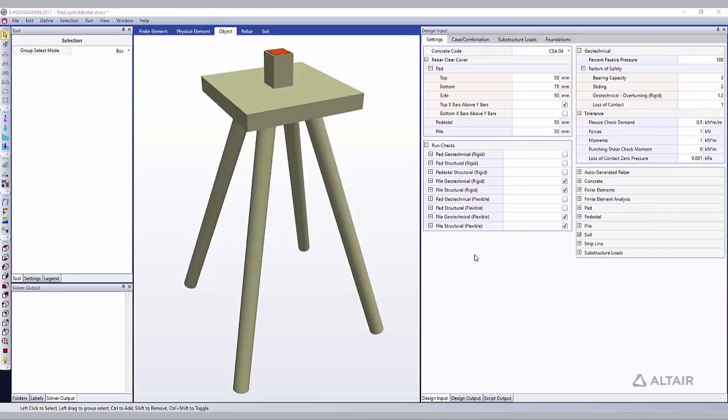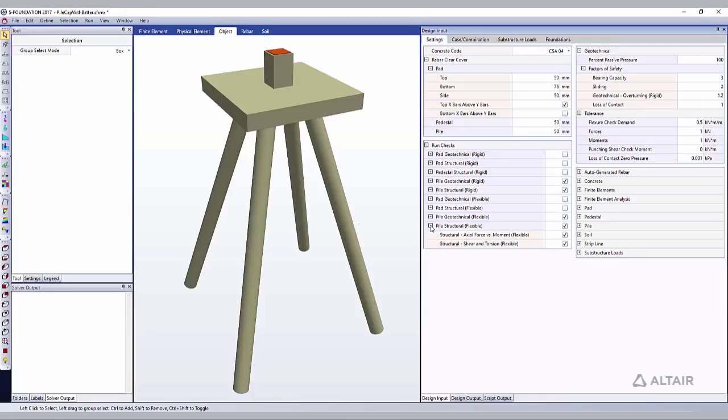Pile checks fall under two categories, structural and geotechnical, with options for rigid and flexible methods of design. The flexible method assumes flexible pile caps, considers pile head fixity, and performs a finite element analysis. The rigid method assumes rigid pile caps and a fixed pile head connection.